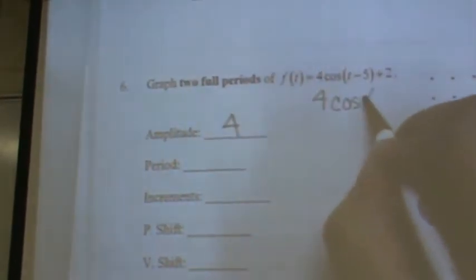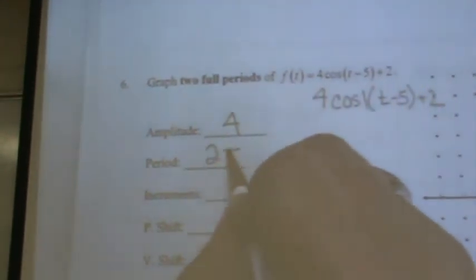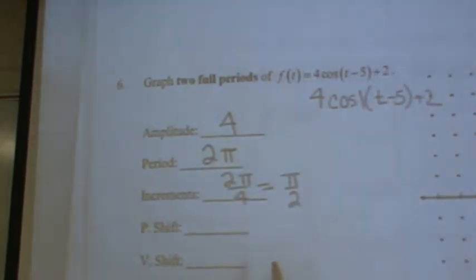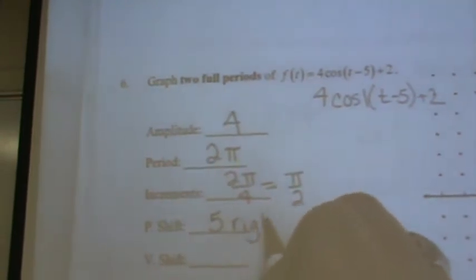Four, cosine. Oh, this is a nice one. We don't have a b. The b value is 1. So what's your period? It's 2 pi. What are your increments? 2 pi over 4, so pi over 2. And this is a phase shift, 5 to the right.